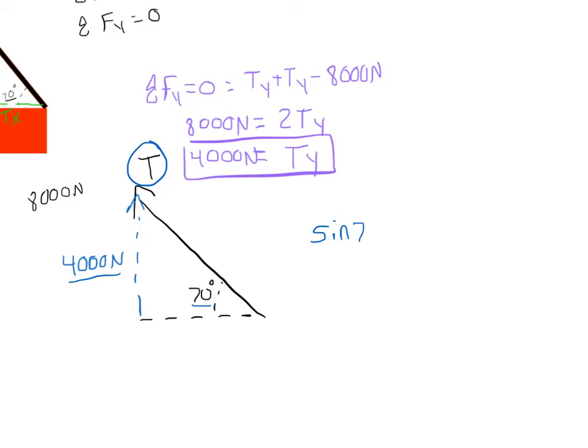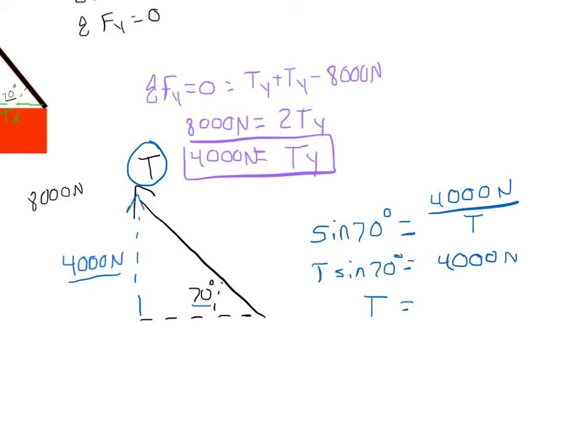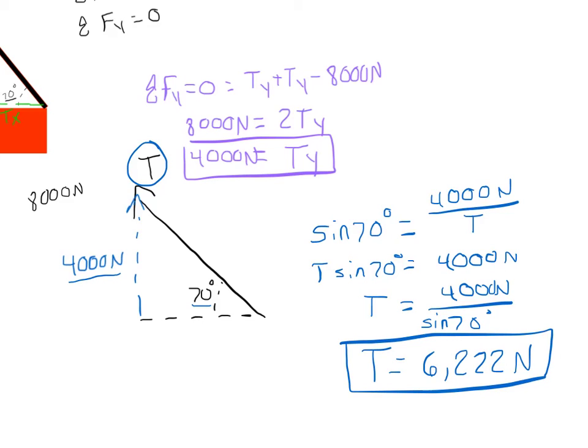So we can say that sine of 70 degrees is equal to the opposite, which is 4,000 newtons, divided by the tension, which means T sine of 70 is equal to 4,000. So T is equal to 4,000 newtons, forgot a 0, divided by sine of 70 degrees, which ends up giving us T is therefore going to be equal to about 6,222 newtons. So that ends up being our answer.